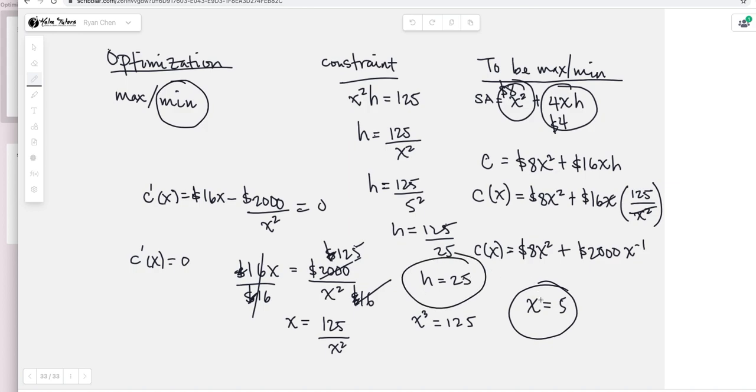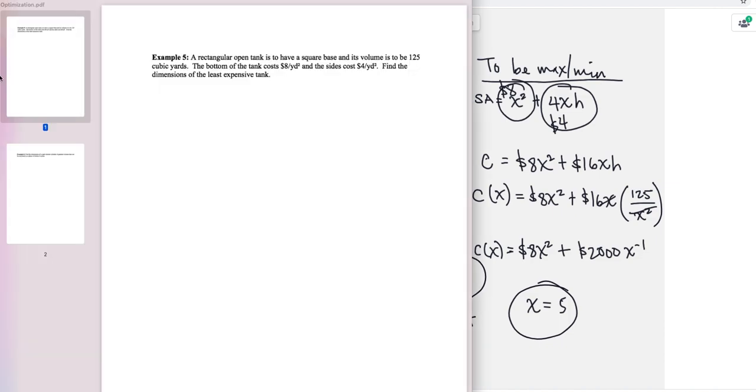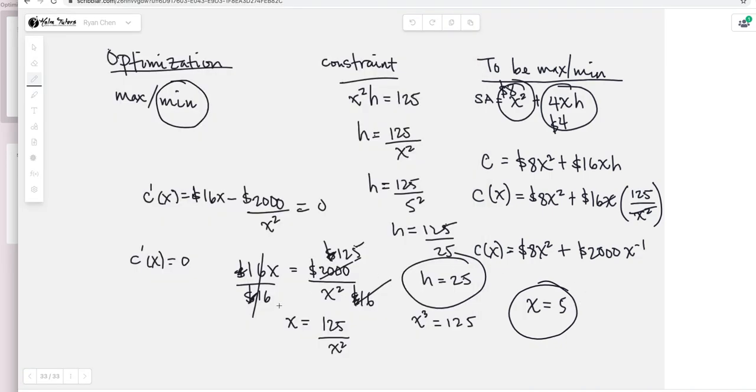So these are the dimensions, but let's answer the question. What does it say? Find the dimensions of the least expensive tank. Well, we just did. So that's that. If it said actually find the least expensive tank, obviously you could either take this h and x and plug it into this equation that we had here, or you can plug them into the one with x right there, and either is fine.